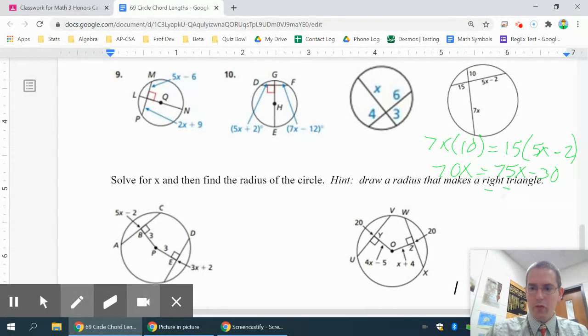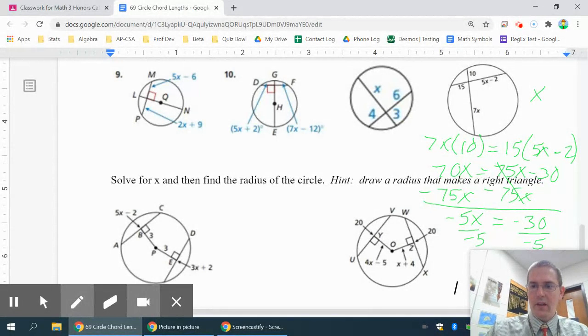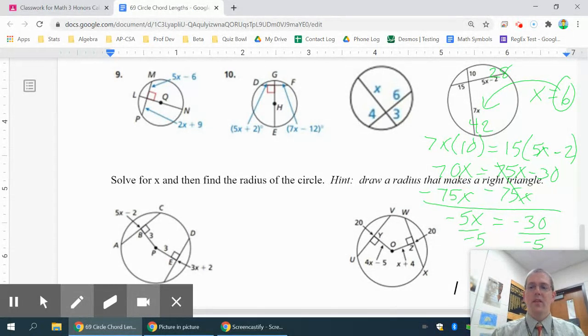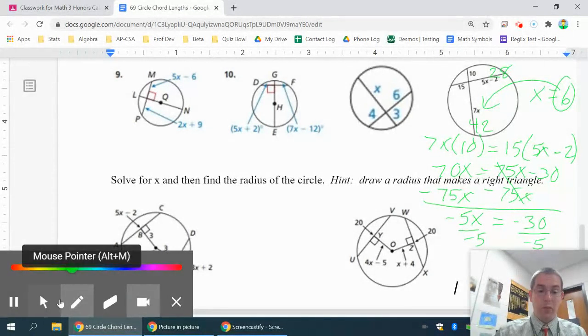At this point, subtract 75x from both sides. So that will give you negative 5x equals negative 30. So dividing by negative 5 leaves you with the value of x equals 6. And once again, sometimes they'll let you stop with x equals 6, but you could always plug it in if you needed to and figure out that that's 42 and that this would be 28. So you can always substitute in if that's what the problem asks.